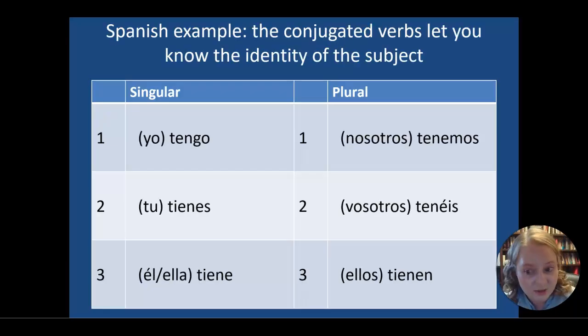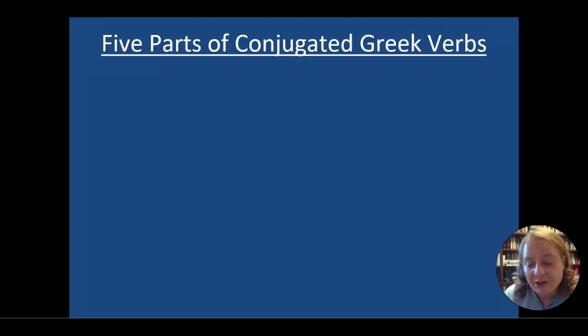Maybe if you've ever studied Spanish, you have like yo tengo, tú tienes, él, ella tiene. You don't actually have to have the pronoun to tell you who the subject is. The verb will do it. And the same is true in Greek. In Greek, then, we have 5 parts to verbs, and we're going to eventually use all of these, and so we'll keep track of these in our homework, and like I said, you'll become so used to it.